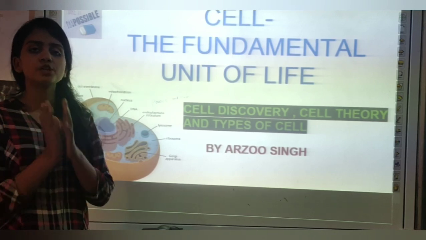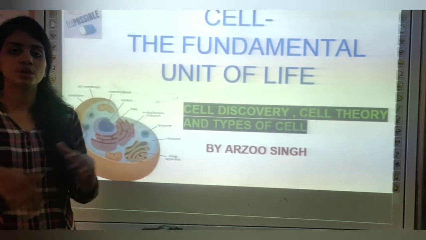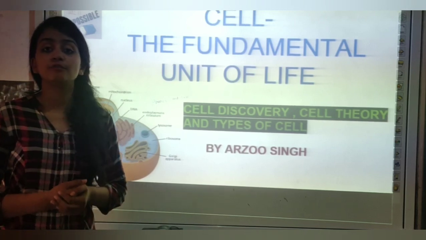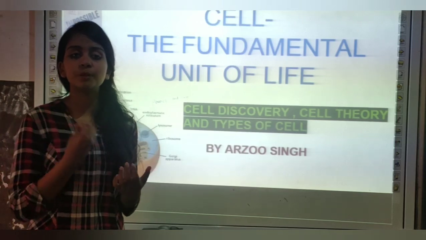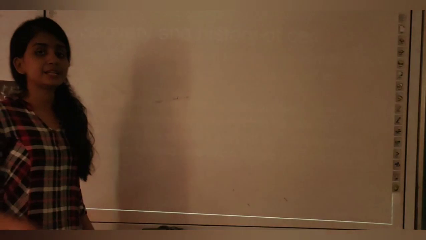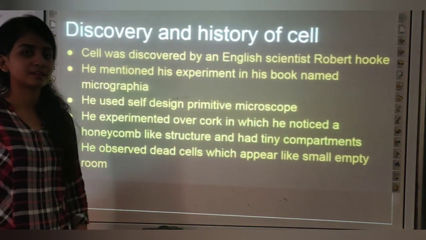Means combination of cells creates tissue, combination of tissues forms organs, combination of organs forms organ systems, and from the whole organ system our human body or a simple organism is formed. So let's first talk about the discovery and history of the cell.